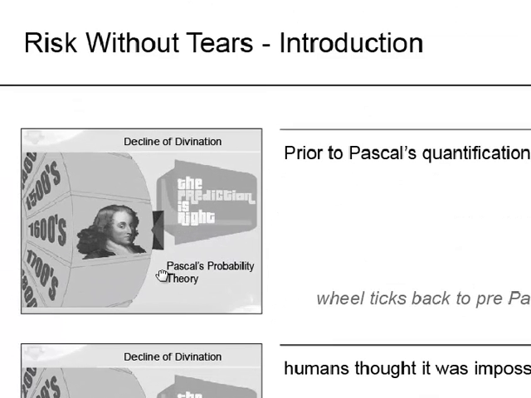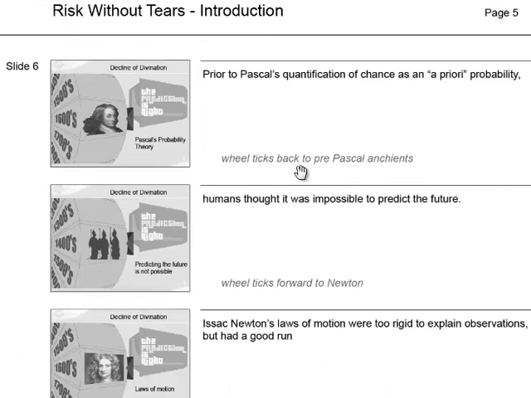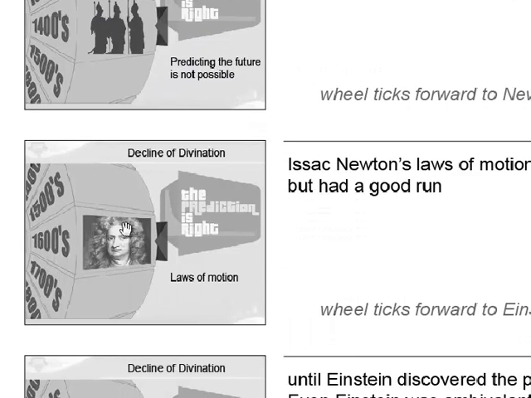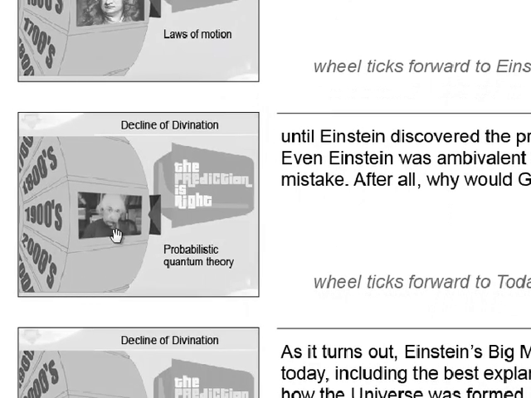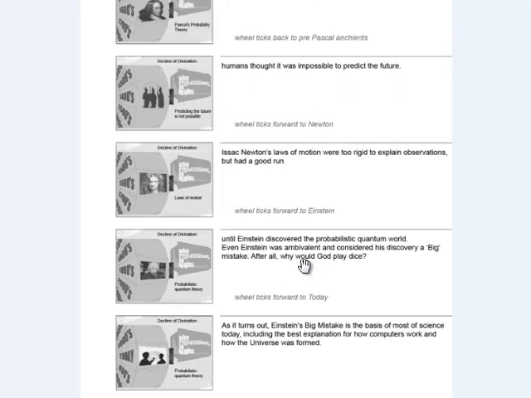So over here I've got Pascal. He's on the wheel in the 1600s. I've got my funny title in the background, and then I have what Pascal's deal is. Probability theory. Then in the next panel, it says the wheel ticks back to pre-Pascal in the ancients, and we have a picture of them in the 1400s, and they thought that predicting the future is not possible. So that's their deal. So over here I've got Isaac Newton and his deal, and I've got Einstein and his deal, and then people of today and how that affected. So that's how I've laid that out.